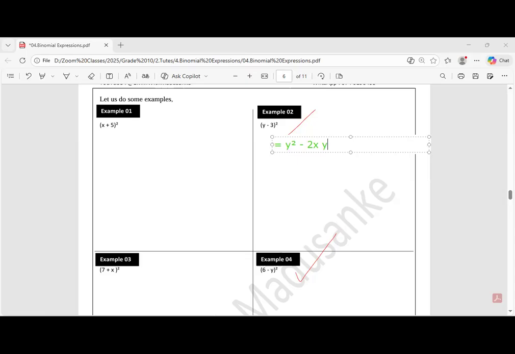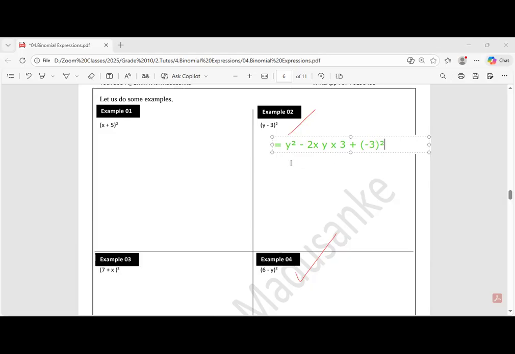2 times AB means 2 times y into 3. Then the final term plus 3 to the power 2, which means minus 3 to the power 2. Here you should have minus 3 to the power 2, so that's why it becomes positive at the end.